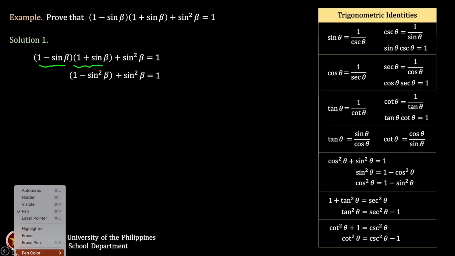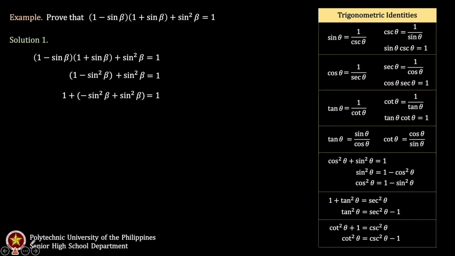By the associative property, we can simply perform negative sine squared beta plus sine squared beta first. So that is just equal to 0. So that will cancel. So the remaining part on the left side is 1. Then they are now the same.